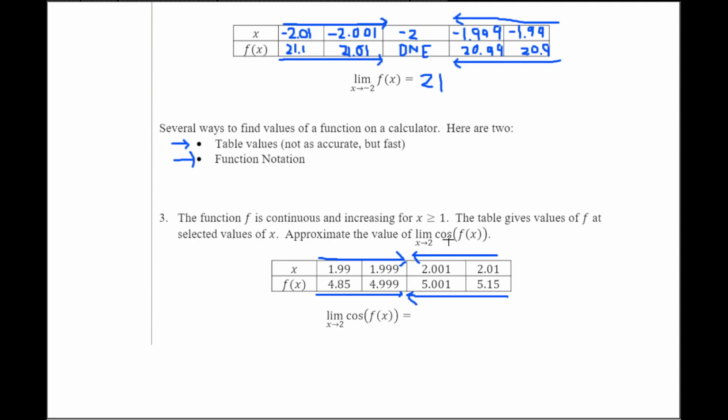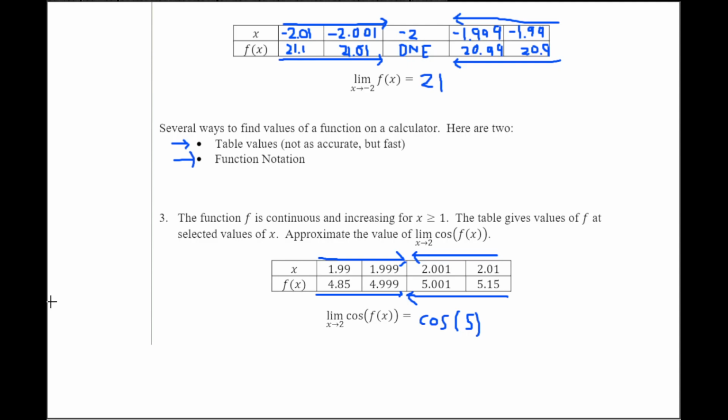So don't let this cosine distract you. Just pretty much, you can think about this as like the limit as x approaches 2. You see it's approaching 5. That's clear here. So just replace the f of x here with a 5. And you can just leave your answer like that.